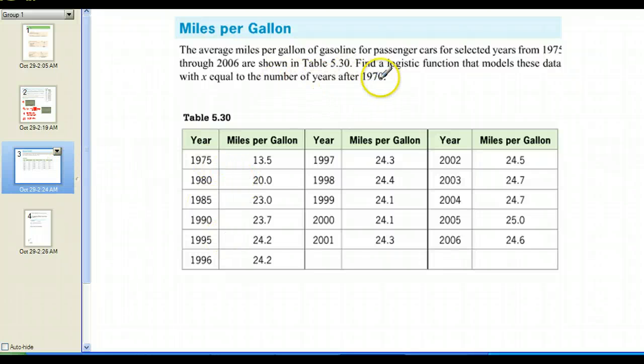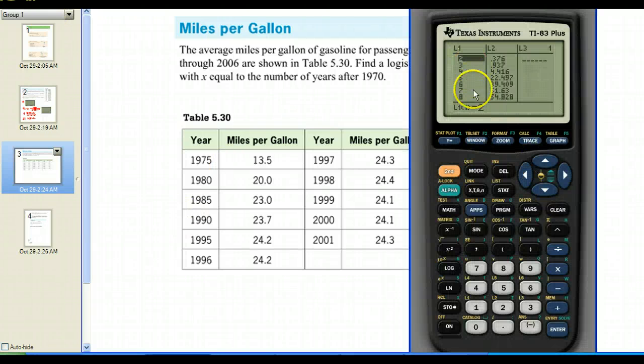X is now years after 1970, so make sure you're starting with 5 and then 10 and not putting the years in there. My calculator still has the data from the last problem. Just a reminder, we've done this in other videos before, go to the top of the list name, hit clear and enter, and that'll clear out the entire list, so you don't have to go through and do it one by one. So top of the list, clear, enter. Alright, and then just start putting in your data.